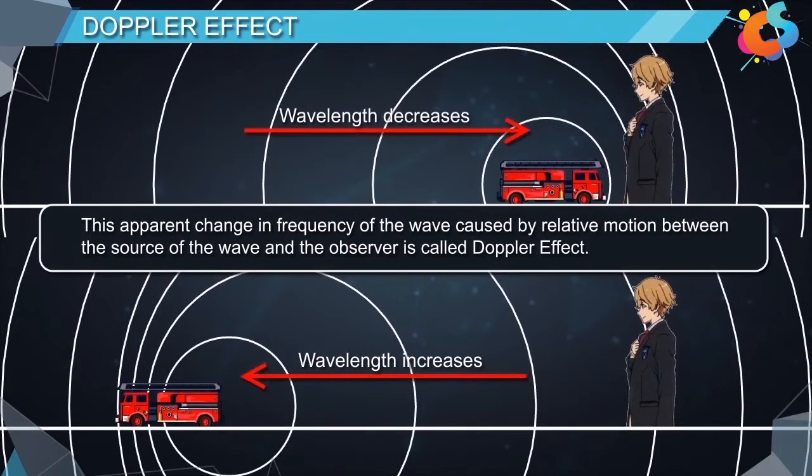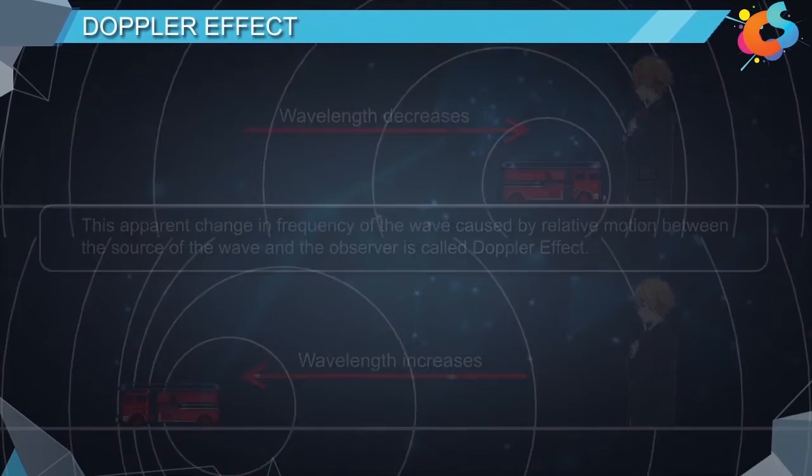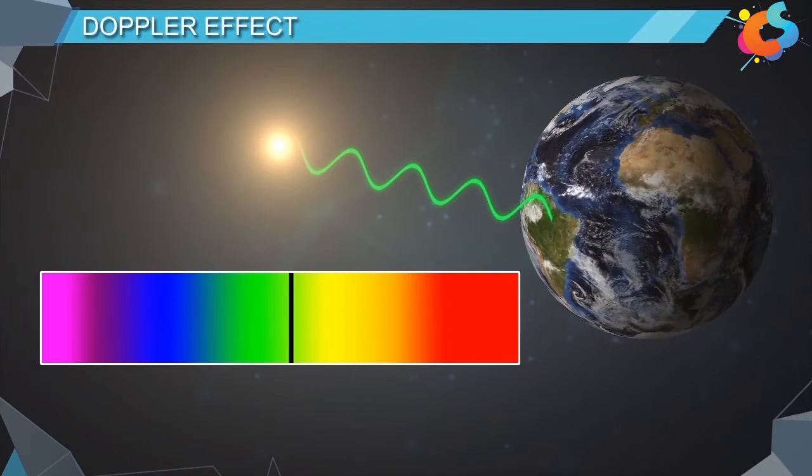This apparent change in the frequency of the wave caused by the relative motion between the source of the wave and the observer is called Doppler effect. Doppler effect has a wide range of applications. It can be observed in light as well.